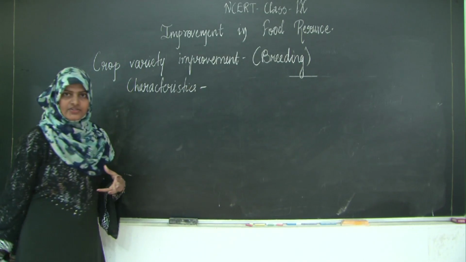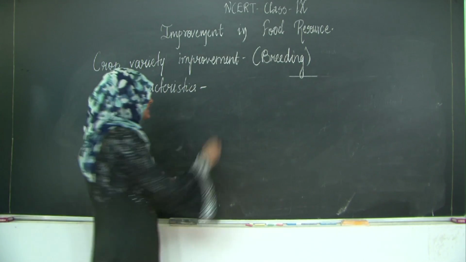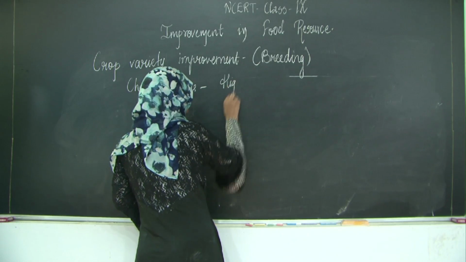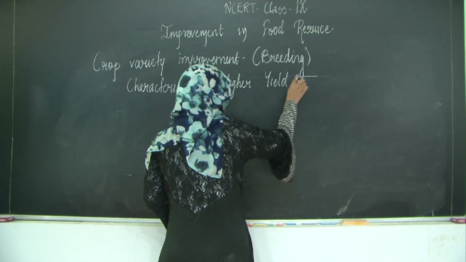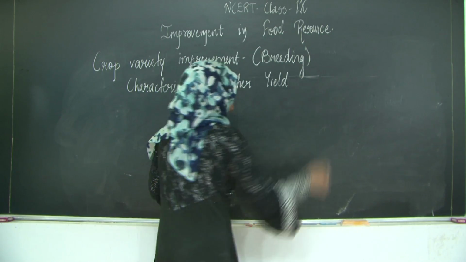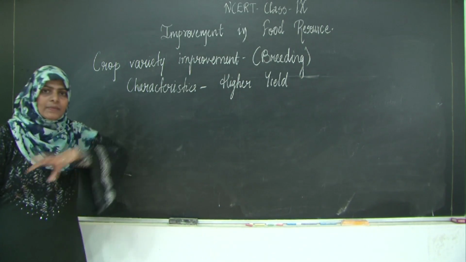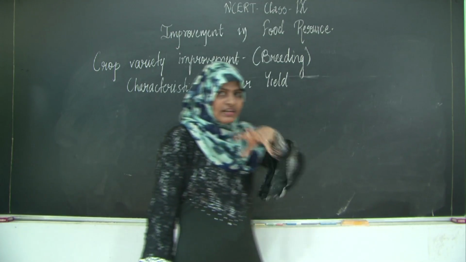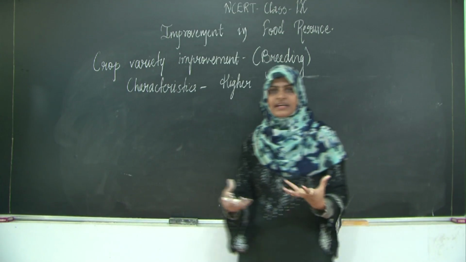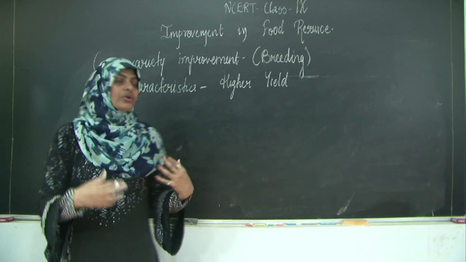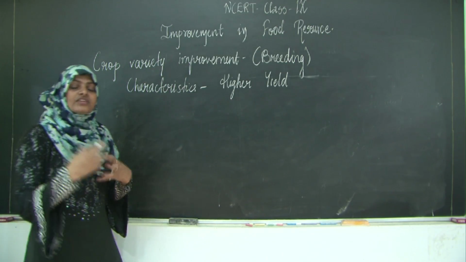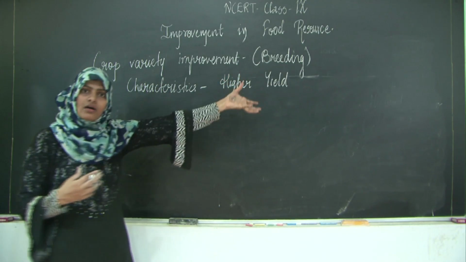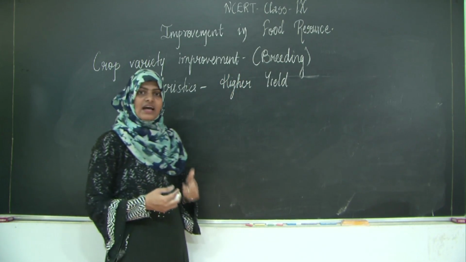The first characteristic for which a plant is bred is higher yield. What is yield? It is the number of crops I get per area of land. If I have 1 acre of land, in 1 acre of land how much amount of crops I get. So if I can get a seed which gives me higher yield, for that I can do breeding. So the first characteristic is higher yield.